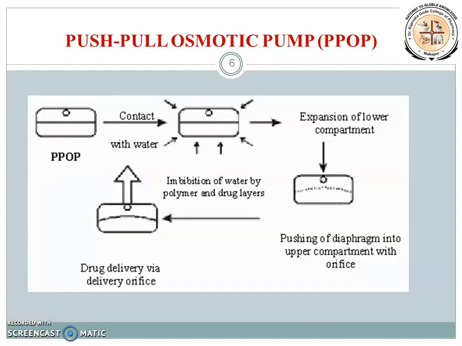This is the multi-chambered osmotic pump, that is a push-pull osmotic pump, where there are two compartments. One compartment is the drug reservoir and the second compartment is the osmotic agent. See here, this is the drug compartment and this is the osmotic compartment, where in the drug compartment there is a small drilled orifice through which the drug may be released. When such a system comes in contact with fluid, this arrow indicates the entry of water. Water enters through the semi-permeable membrane.